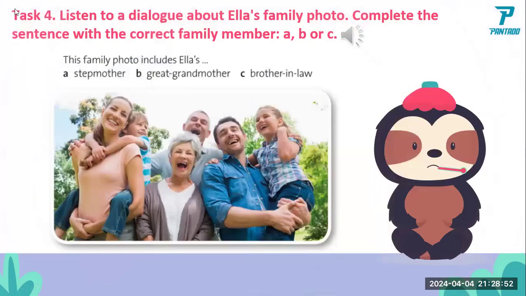Okay. So here, Caroline, you listen to the dialogue about Ella's family photo. This is Ella's family photo. Complete the sentence with the correct family member. Okay. Listen first. Lesson 1A, exercises 5 and 7.